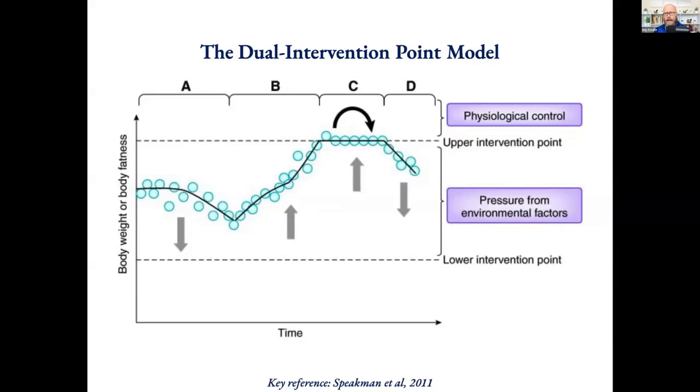set point. And the issue with the body fat set point model is that it doesn't leave a lot of room for environmental factors and behavioral factors. It's kind of purely biological and very restrictive in application. The dual intervention point is kind of a derivative of that model that suggests we want to maintain our body fat within a reasonable working range. We don't want body fat to get too low, as obviously that introduces the threat of starvation.